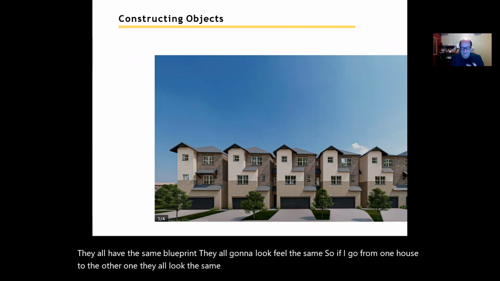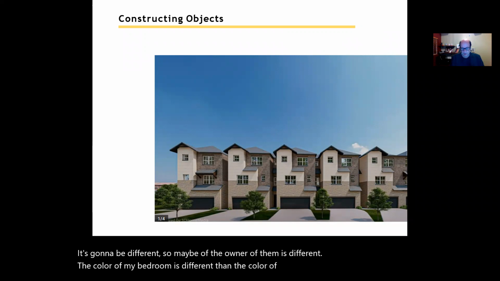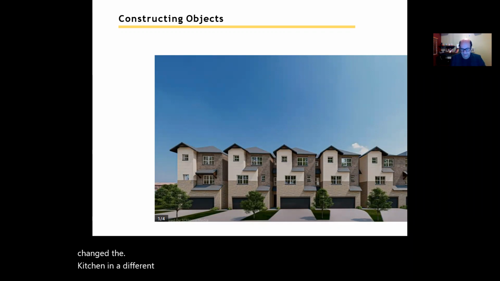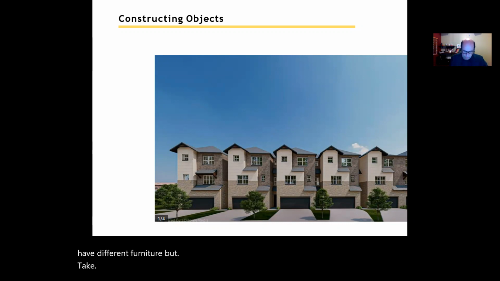But the data that they have is going to be different. So maybe the owner of them is different. The color of my bedroom is different than the color of the bedroom of my neighbor. Maybe I change the kitchen in a different way, meaning that the cabinets are going to look different. I can have different furniture, but the blueprint of them is exactly the same thing. We're going to create different objects of the same blueprint.